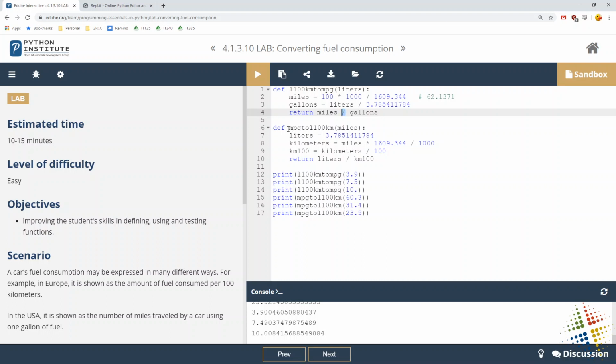See, the second function, miles per gallon to liters per 100 kilometers. So we start off by defining liters as how big the liters actually are. We then define how many kilometers there are in a mile by taking 1609.344, dividing it by 1,000, and then multiplying it by the number of miles driven. That gives me 1 kilometer, and then I divide that again by 1,000 to give me 100 kilometers. I then divide liters over kilometers, so liters per 100 kilometers, and that returns back the full value.